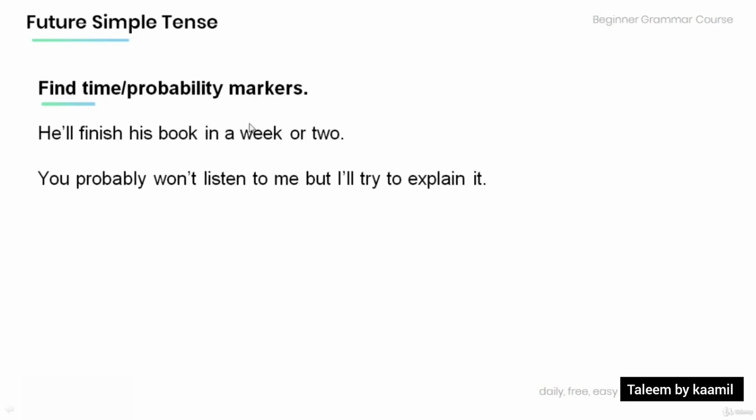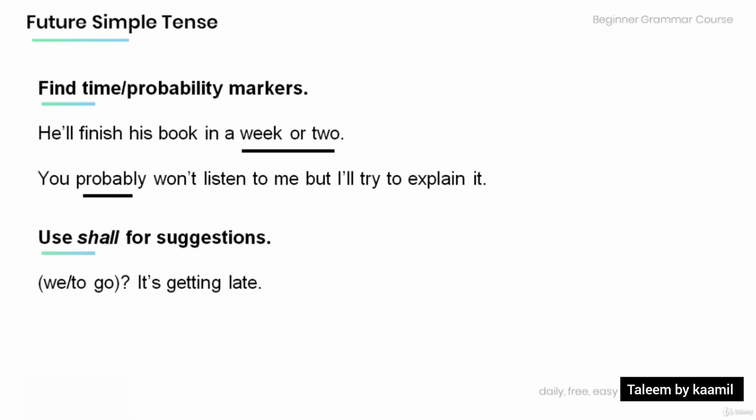Now read the following sentences and find the time or probability marker. He'll finish his book in a week or two. Week or two. You probably won't listen to me, but I'll try to explain it. Probably.